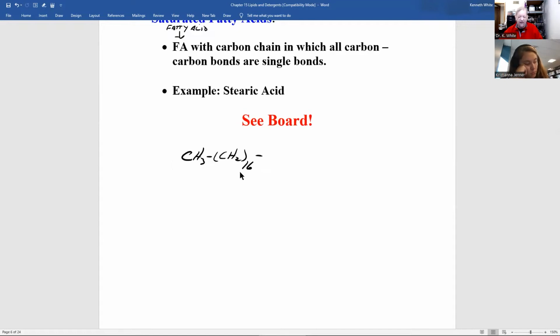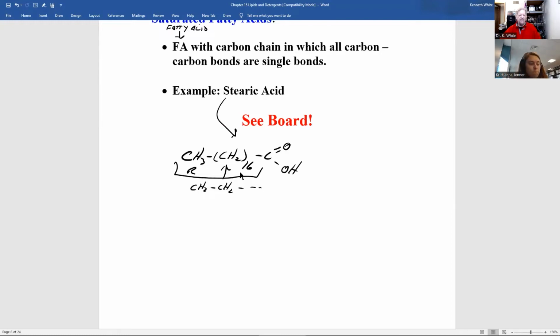I'll use the parentheses, meaning there are 16 CH2 like that right here. And then you have your carboxylic acid. So this is my R group right here in the example for stearic acid. And that you should know.